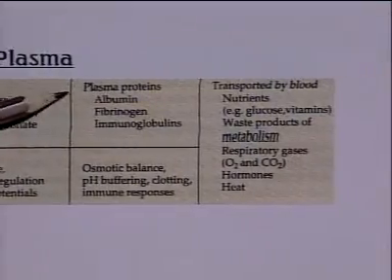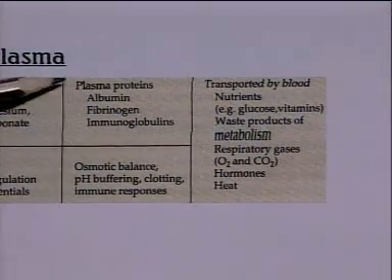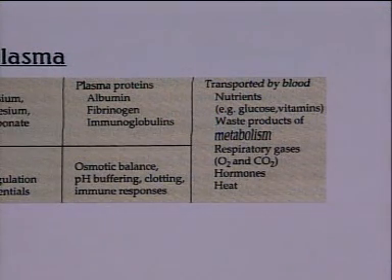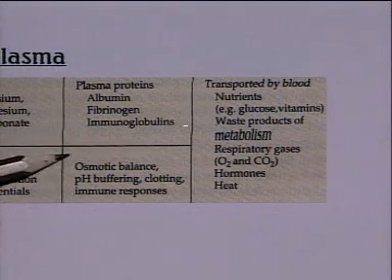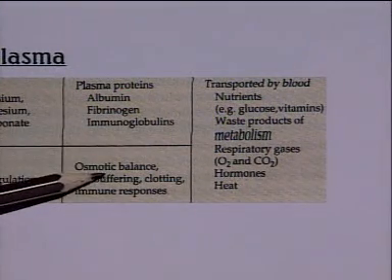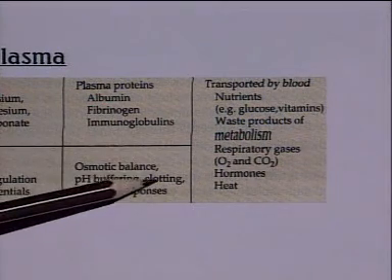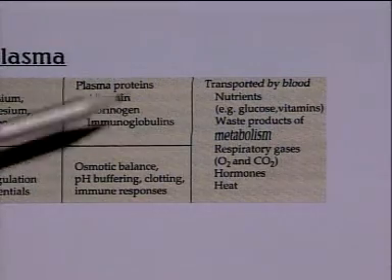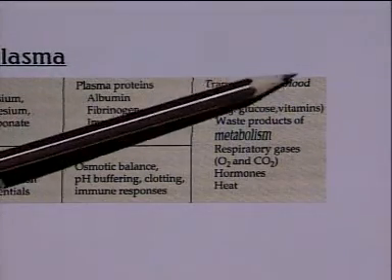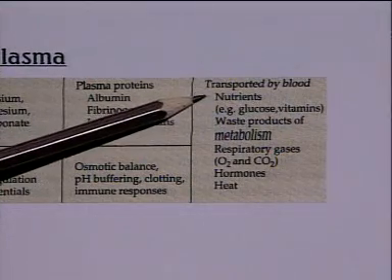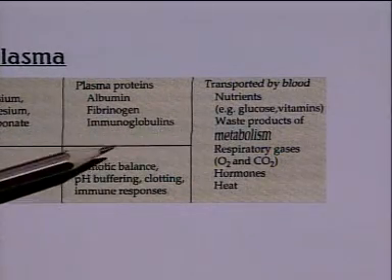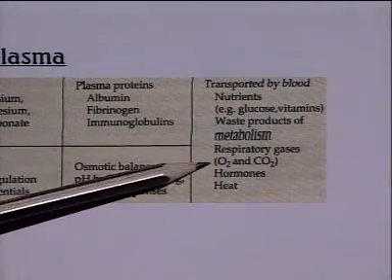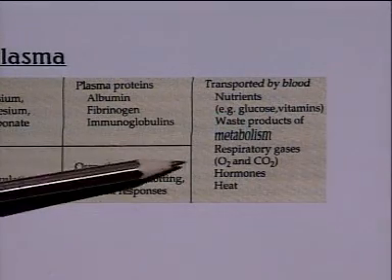Third main component is the plasma proteins, which are of three types: albumin, fibrinogen, and immunoglobulins. Their function is to maintain the osmotic balance as well as for pH buffering, clotting, and immune responses. Fourth component are those substances which are transported by it. Nutrients, for example glucose and vitamins, waste products of metabolism, respiratory gases like oxygen and carbon dioxide, hormones, and heat.